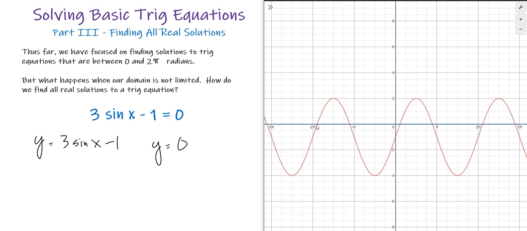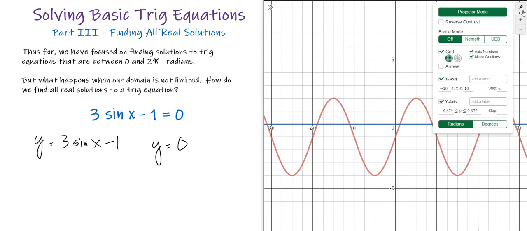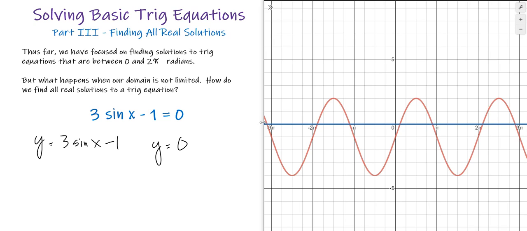And now you should see that I have two lines here. The y equals 0 is going to be my blue line, and my y equals 3 sine of x minus 1 is this red sine curve. And the solutions that I'm going to get are these intersection points here. And as we would expect algebraically for the answer, where we would have this solve into sine inverse of 1/3 would be what our x is.